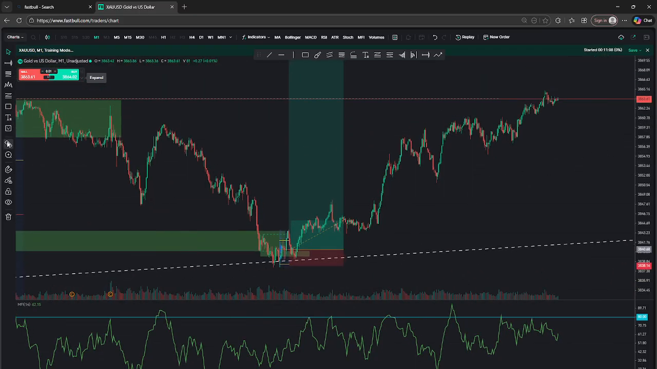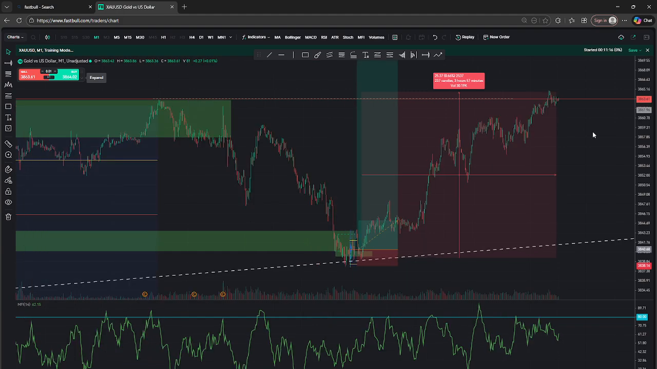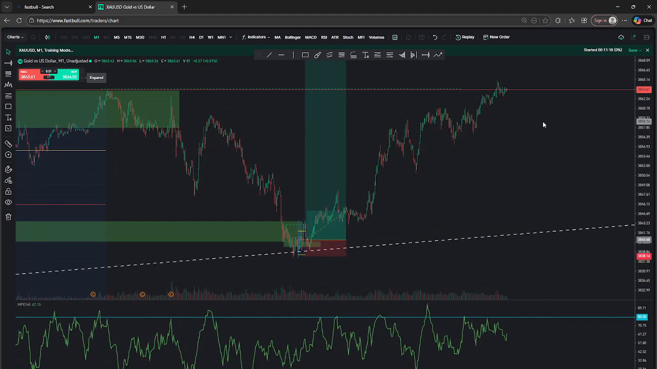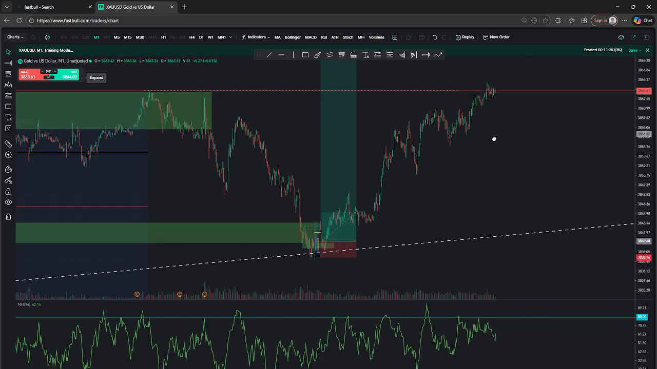So far we are at 250 pips. Let's see how far I can get. That is around X10.